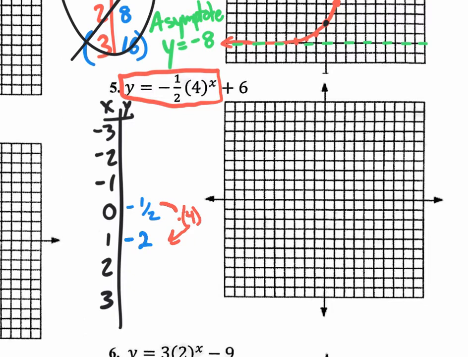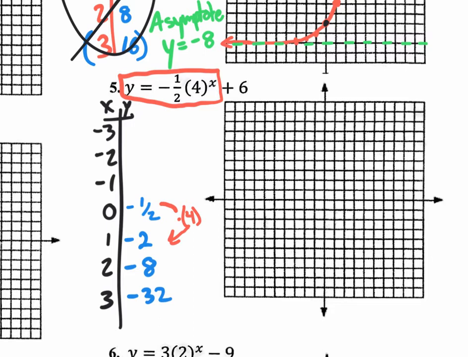-2. And how about to get to the next one? I'm going to multiply it by 4 again. So what's the next one? -8. We're multiplying by 4, right? What would the next one be? Negative 32. Because 8 times 4 is 32.